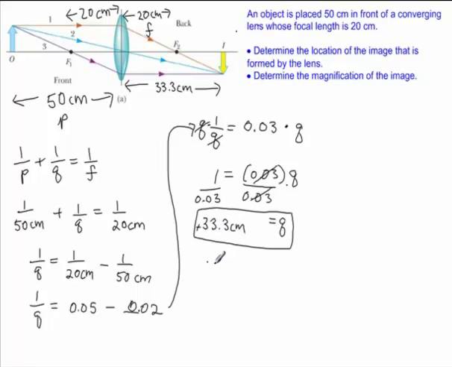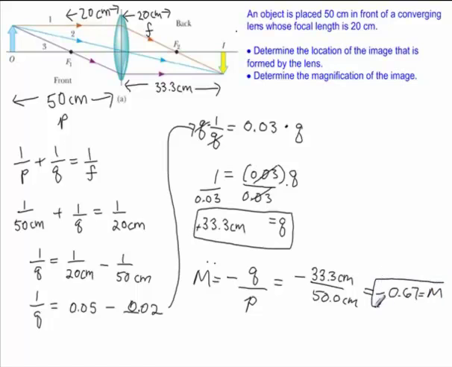Now the other part to this question was to determine the magnification. And by definition, the magnification, there's two ways to write it, but one way is to write it as the negative of the image distance over the object distance. So this would be minus 33.3 centimeters over 50 centimeters. And when I put that into my calculator, I get negative 0.67.